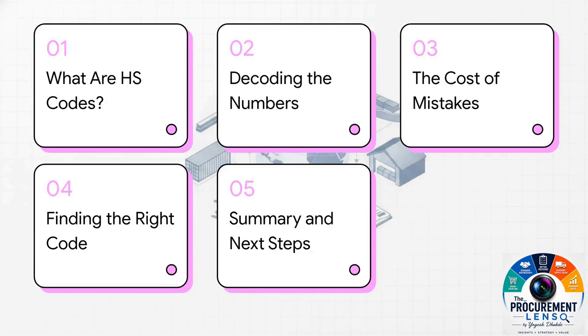Okay, so here's our roadmap for today. First, what are HS codes? Then, we're decoding the numbers. After that, we'll look at the cost of mistakes, followed by finding the right code. And finally, we'll wrap up with a summary and next steps.